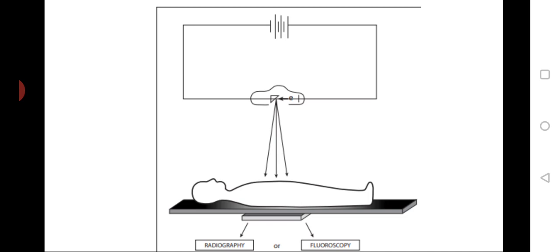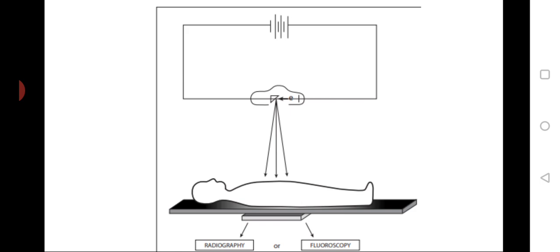Okay. One more time, let's look at this. So you already know that we need to produce the beam of X-rays. This beam of X-rays is getting to the patient, through the patient, and on the cassette. Yes? So we have the radiography and fluoroscopy. It works nearly the same. The main difference between radiography and fluoroscopy is that the fluoroscopy is dynamic.